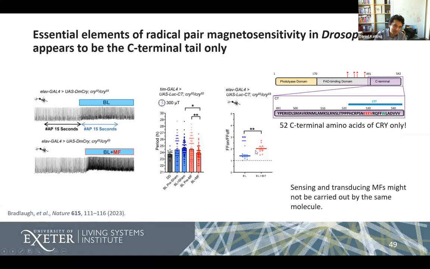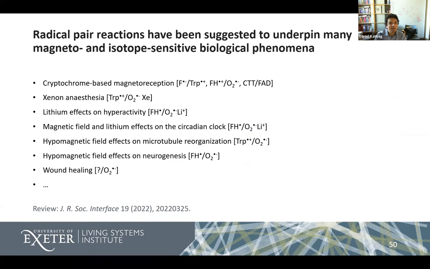Good, I will not discuss this much more, but would like to point out a review that has recently been published by the Simon group, where many different potentially radical pair-based reactions have been suggested. So if talking about quantum biology, we ought not only focus on cryptochrome, but there are many other processes, like for example wound healing, hypomagnetic field effect on neurogenesis, hypomagnetic field effect on microtubule reorganization, lithium effects on hyperactivity, and so forth, where radical pair reactions have been implicated.